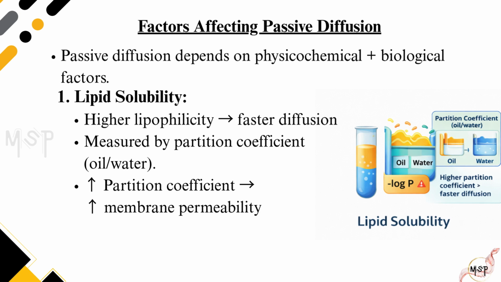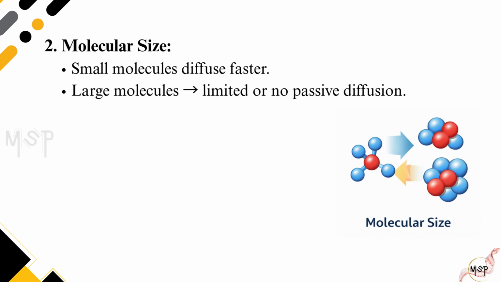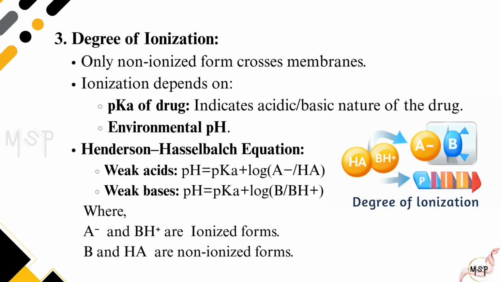Lipid solubility. The more lipophilic a drug is, the faster it diffuses. We measure this using the partition coefficient. Molecular size. Smaller molecules slip through more easily. Larger ones have a harder time. Degree of ionization. This is a big one. Only non-ionized molecules are lipid-soluble enough to cross. Once a drug becomes ionized, it gets trapped on one side of the membrane.